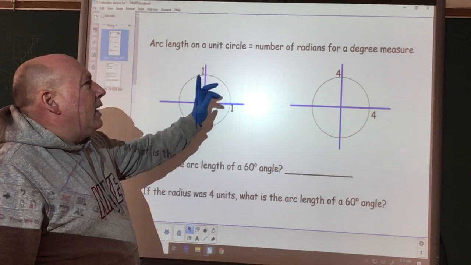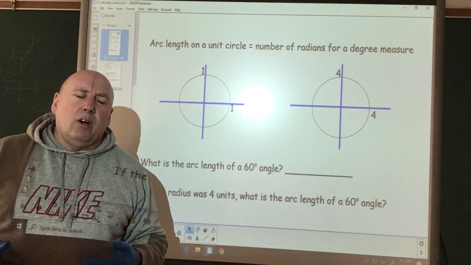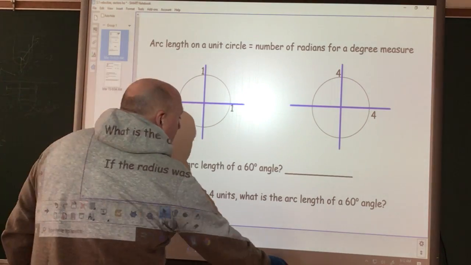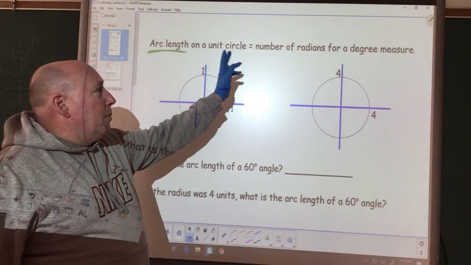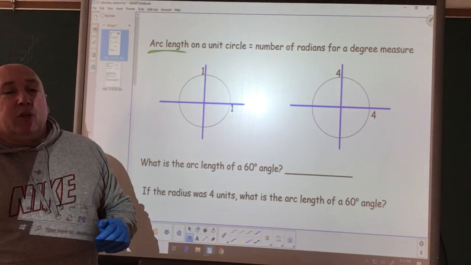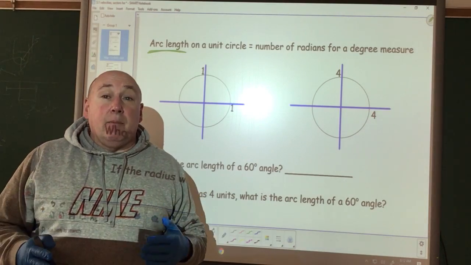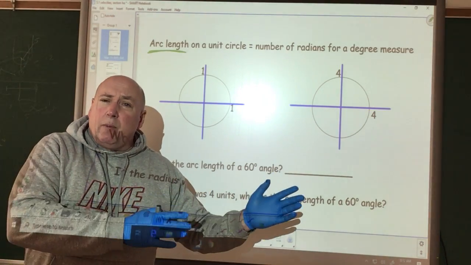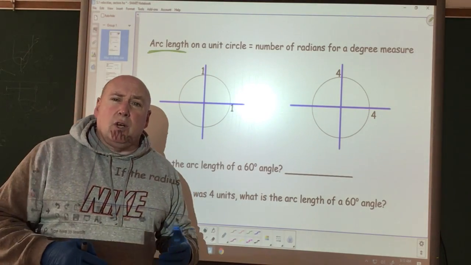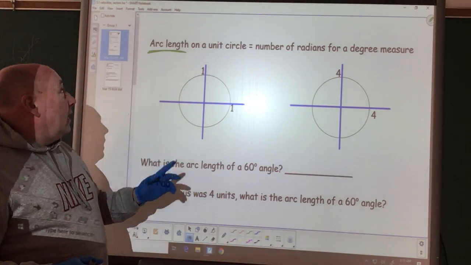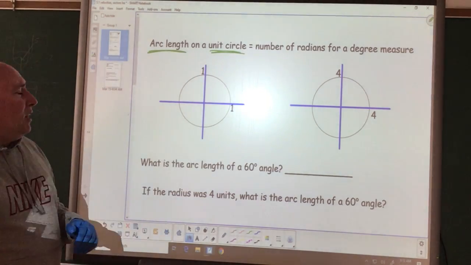it's a number of radians in degree measure. Arc length is your number of radians of a degree measure. Once again, as we talked about in trig class, they're synonymous with each other. If we talk about arc length, we talk about radians. If we talk about number of radians, we also talk about the arc length. But this is on a unit circle.